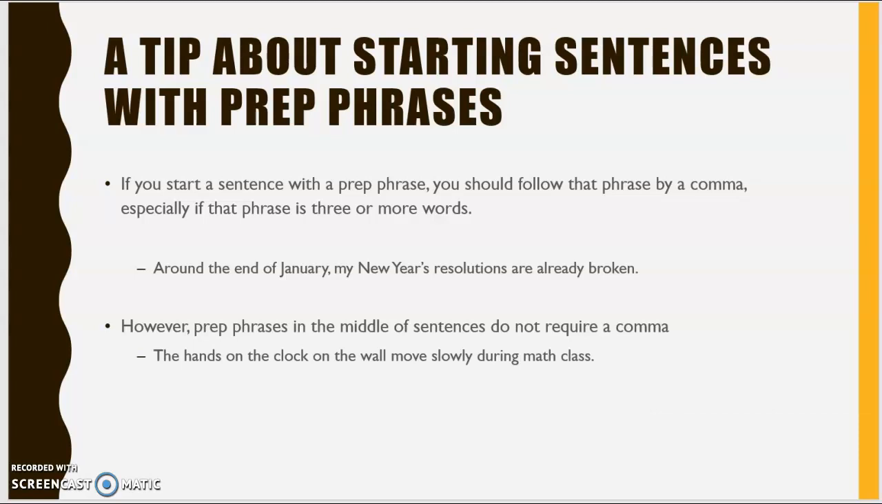But if you have a prep phrase in the middle of a sentence, no comma. The hands on the clock on the wall. So on the clock and on the wall are prepositional phrases in the middle of a sentence, so no commas are necessary.